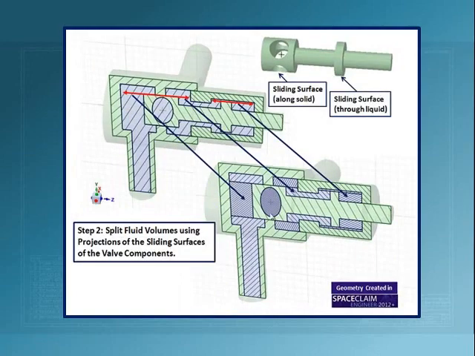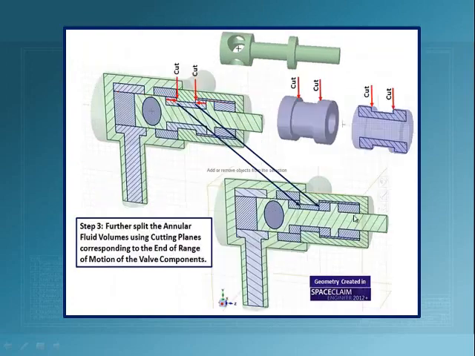Then the next step is to split the fluid volumes. The reason why we have to split this is because of the motion of the spindle. These volumes will be expanded and compressed. So once we split them, we'll have this as a separate volume which can be compressed or expanded, and this and this. These are annular volumes which can accordion as this spindle travels back and forth. The spool travels back and forth.